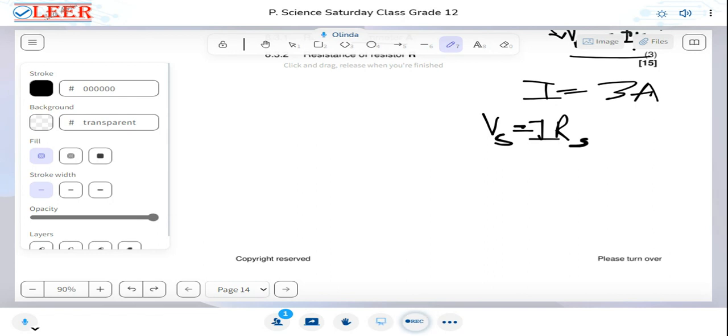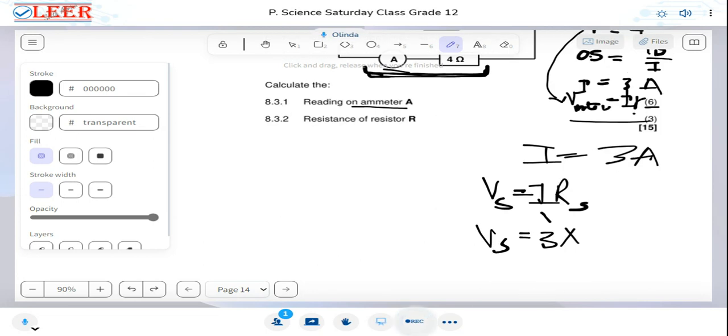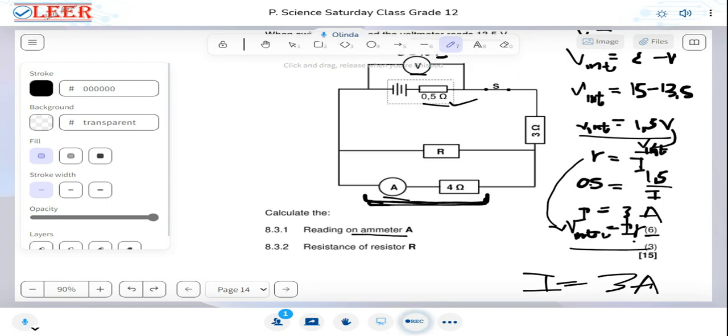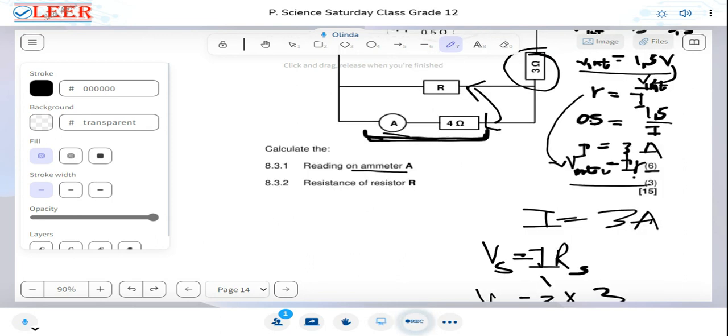Then we have Vs is equal to 3, right, times the resistance in series is 3. I think it's considering this one. Oh, this one's in parallel. Okay, I understand.